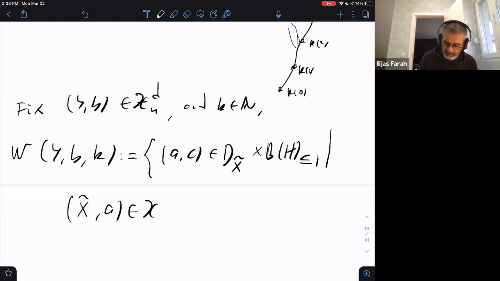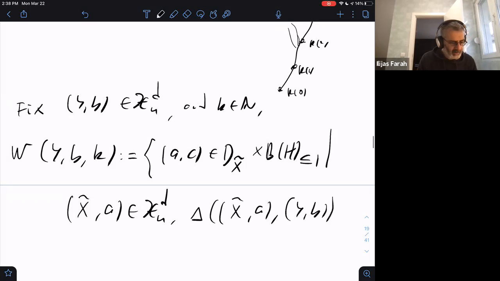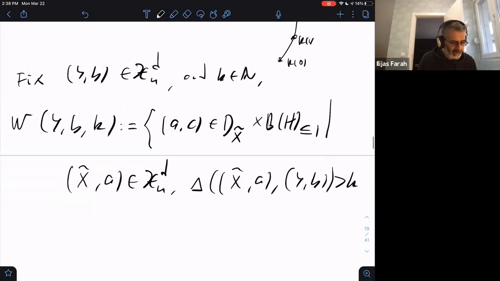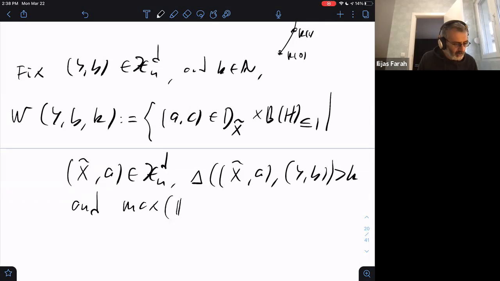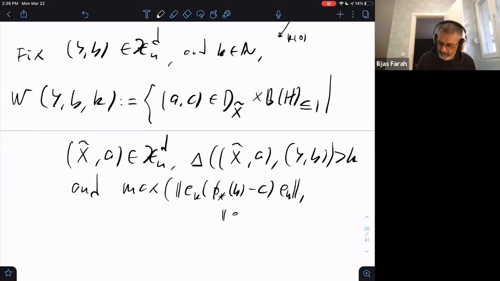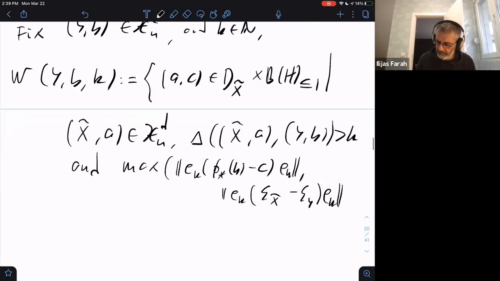x tilde a belongs to x d n, delta of x tilde a, y b is greater than k, and the maximum of the norms of e k phi star b minus c e k, comma, e k, q x tilde minus q y e k, the maximum of those two is less or equal than 1 over k.